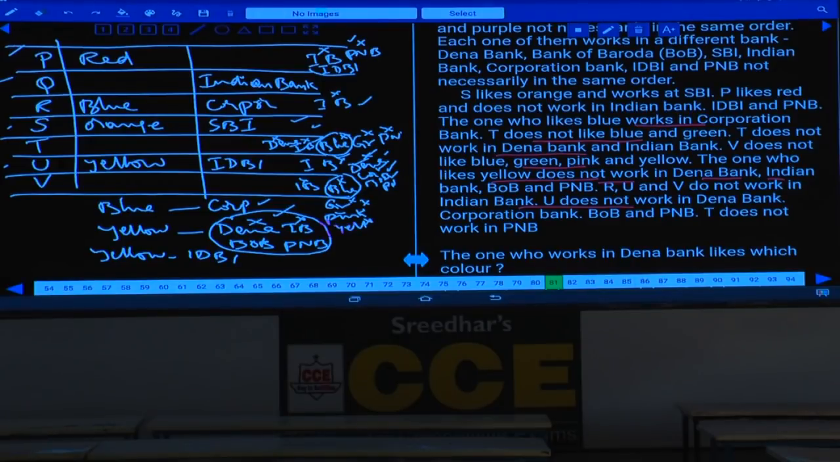Indian Bank, Corporation Bank, SBI and IDBI were fine. Now we are left with the remaining colors. What are the remaining colors here? Red, blue, orange and yellow. And now we are left with what? The remaining colors.